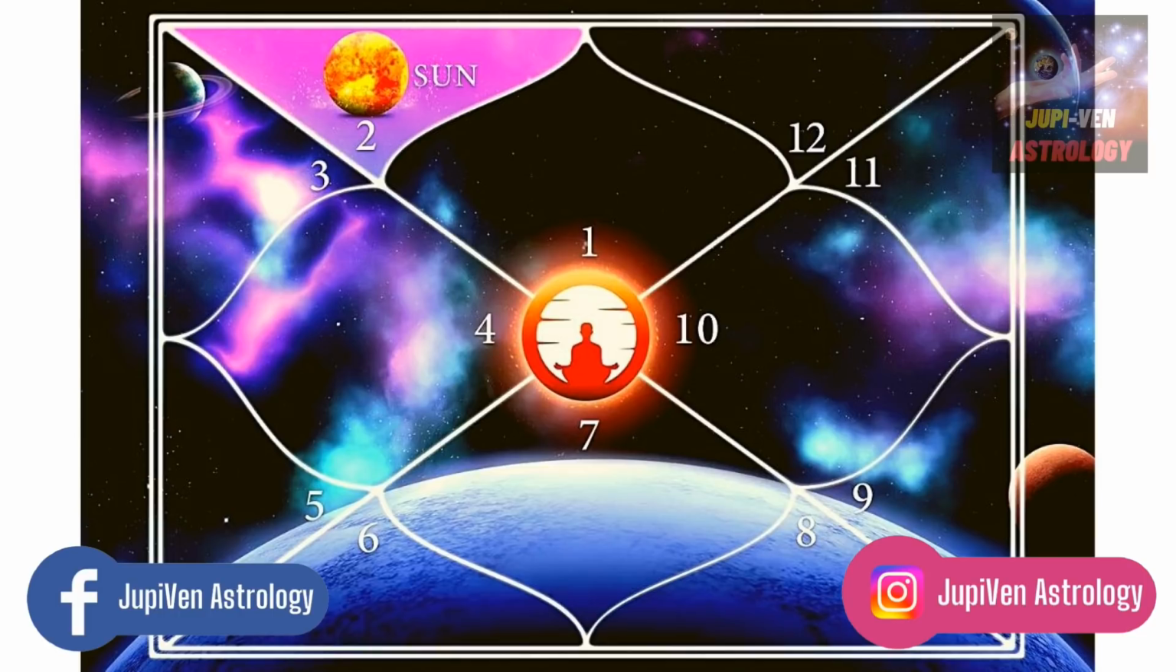Now if it's working in a negative way, then of course negative things related to the second house can also be possible. See, when the sun plays in the second house, you are actually aware of what is most important to you.